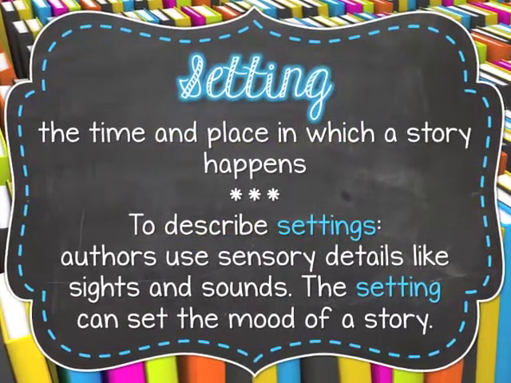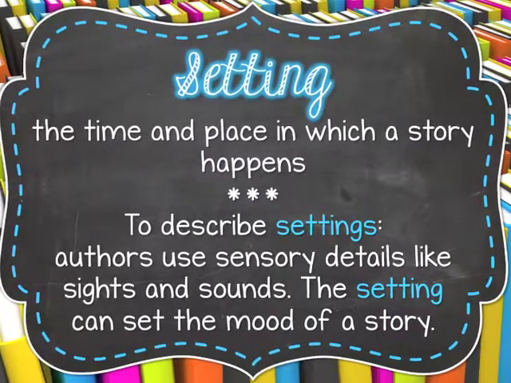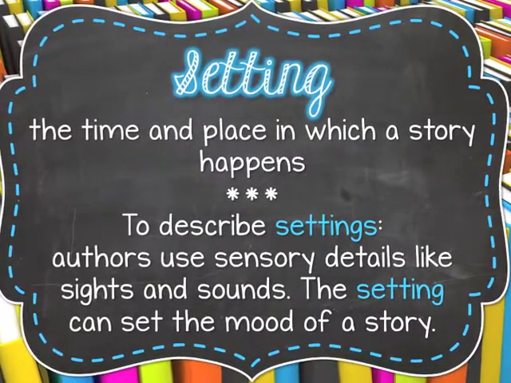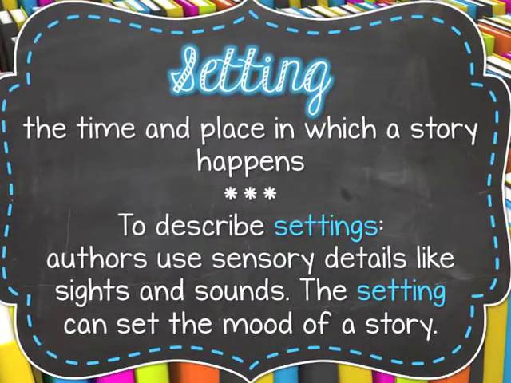Setting describes the time and place in which a story happens. To describe settings, authors use sensory details like sights and sounds. The setting can also set the mood of a story.